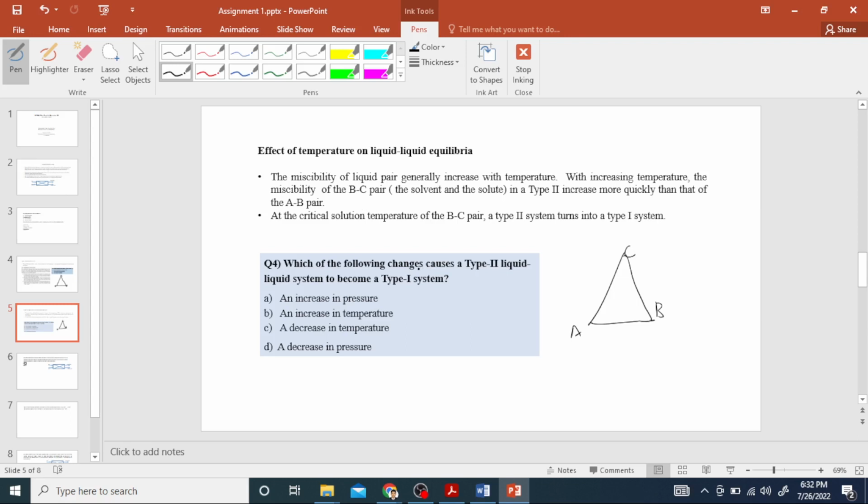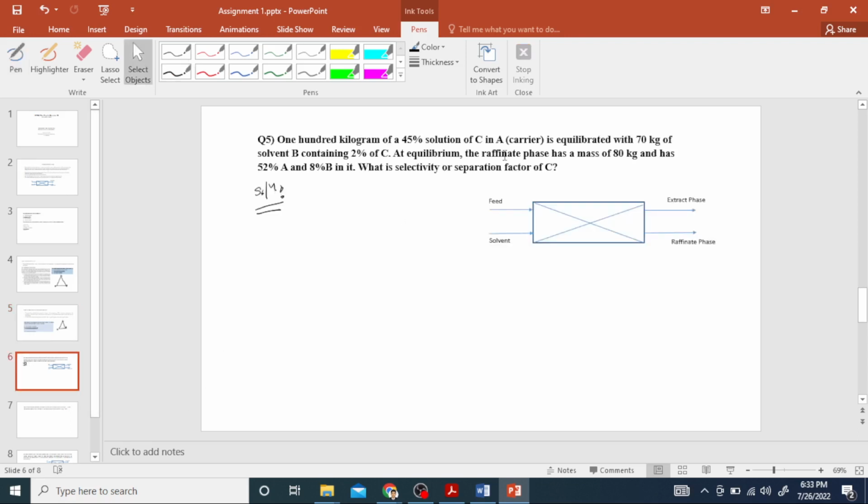Which of the following changes cause a type 2 liquid system to become a type 1 system? So here the options are increase in pressure and decrease in pressure. There is no effect of pressure. Though there is no effect by increasing and decreasing the pressure, options A and D are not answers. So the answer of this question is B, by increasing the temperature. Now question 5 is a numerical one.